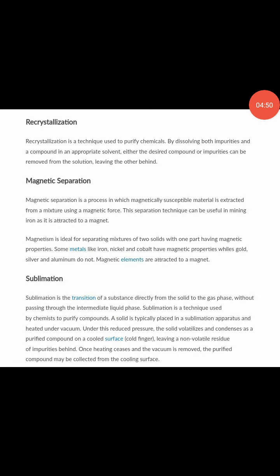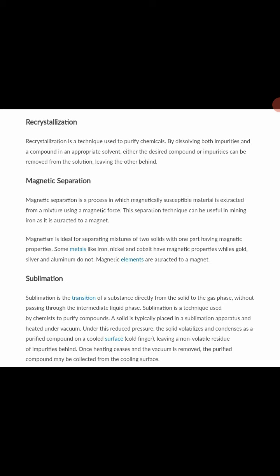Then we'll look at recrystallization. Recrystallization is a technique used to purify chemicals by dissolving both impurities and a compound in an appropriate solvent. Either the desired compound or impurities can be removed from the solution, leaving the other behind. So it's used for purification of chemicals, recrystallization.